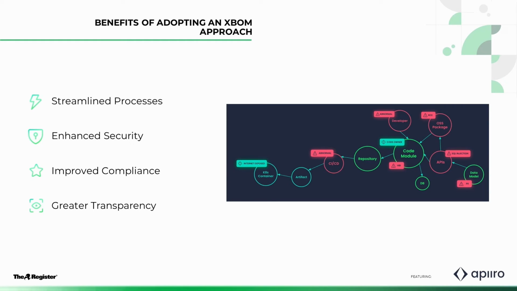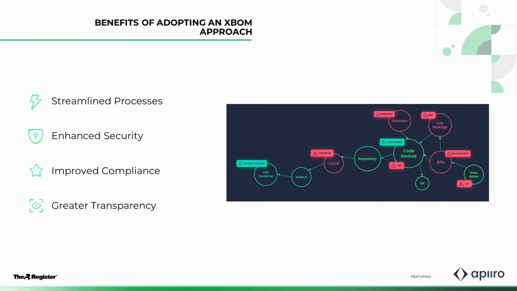Definitely. First of all, let's understand the benefits of adopting the XBOM approach, and then it will tie nicely to how Apiro might help you embrace that approach in your environment. The SBOM approach helps you put all of the ingredients on a graph and find those toxic combinations where risk might come from. So you can identify the code module that has APIs, is built in a non-secure CI/CD, goes to a container, and is then deployed in an internet-facing artifact. Embracing that approach helps you streamline your processes, improve your security, meet your compliance standards, and of course, improve transparency.